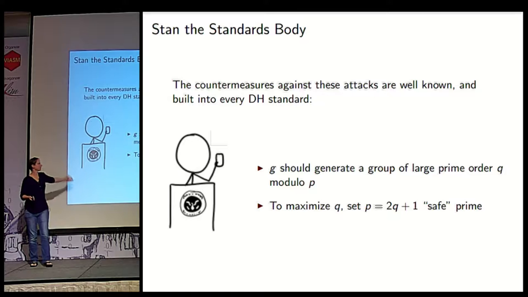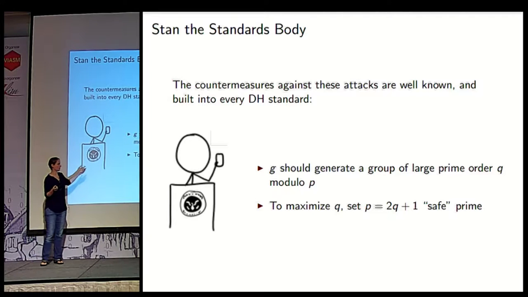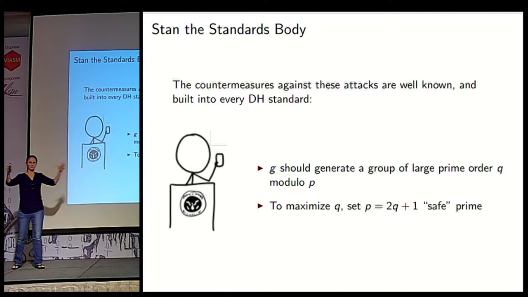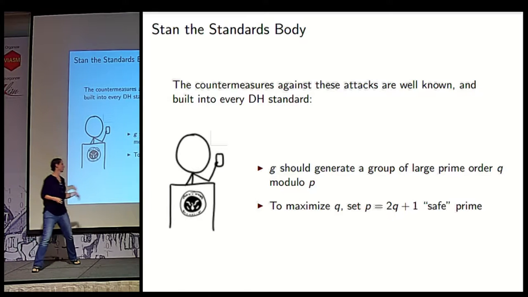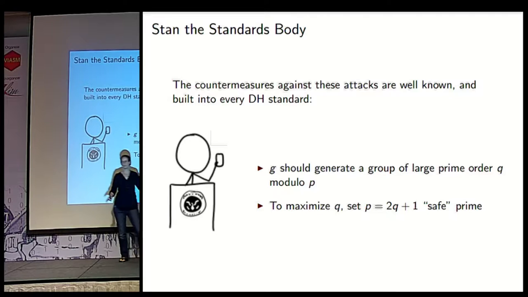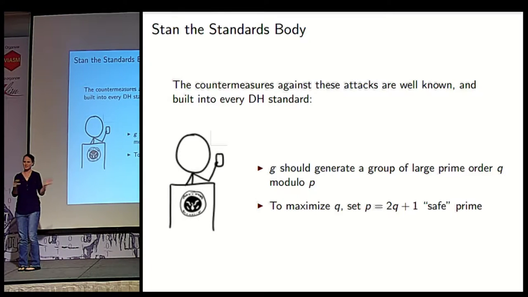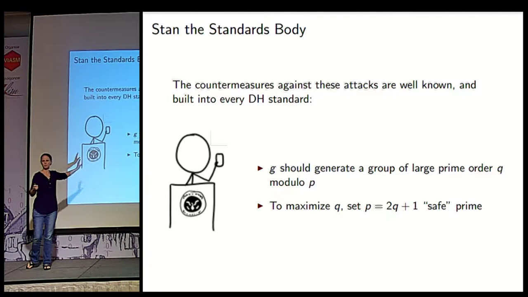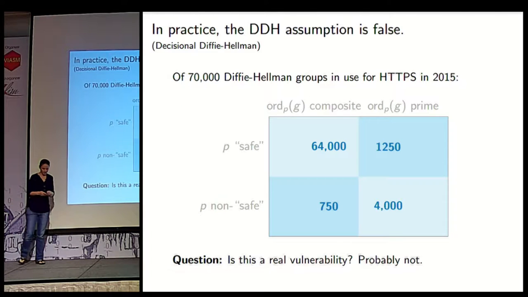However, this has been known for decades. We know how to protect against this. Basically, the countermeasure is that you should always do Diffie-Hellman in some group of large prime order q, and if you want to maximize the size of your group order, you should use a safe prime and generate a group of order q mod p. This has been known for decades. Every standard for Diffie-Hellman says that you should do something along these lines. So our developers are not reading the standards.